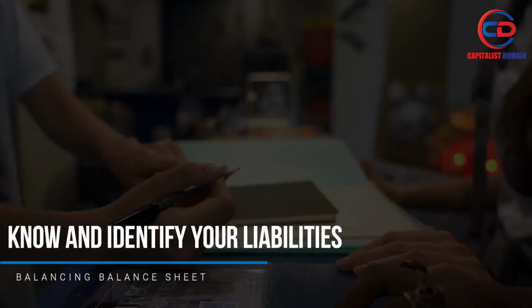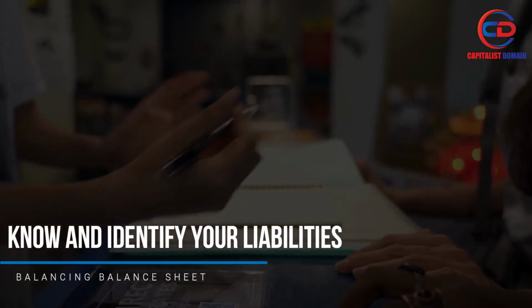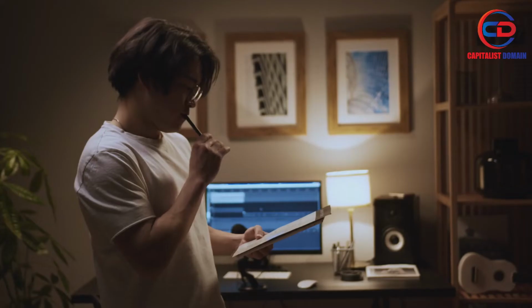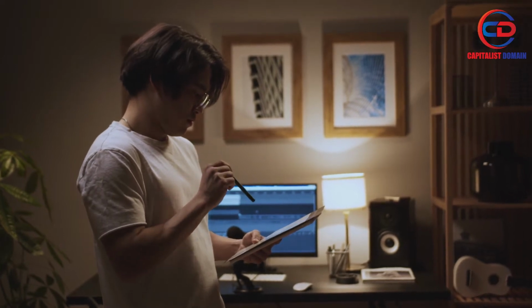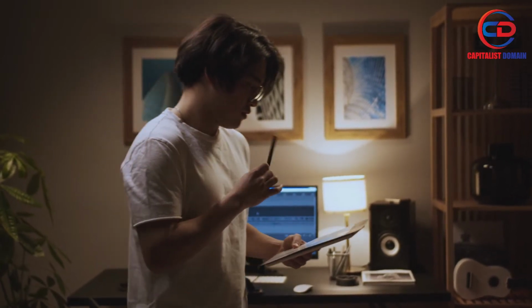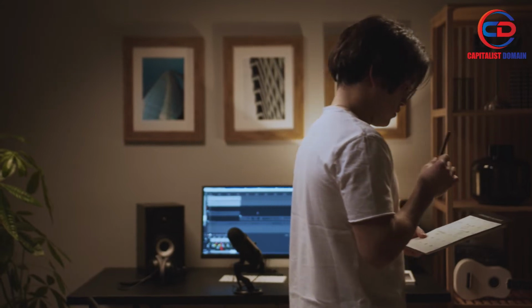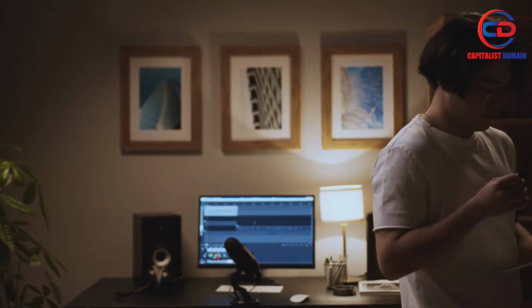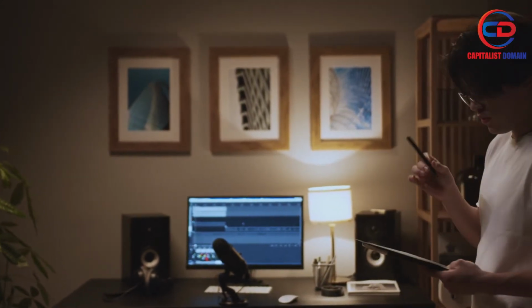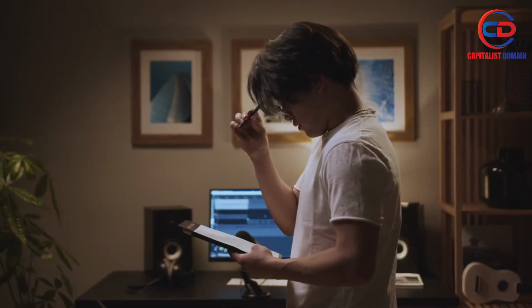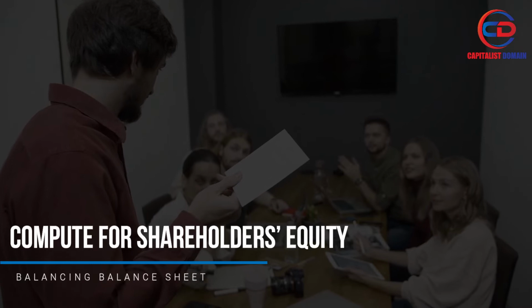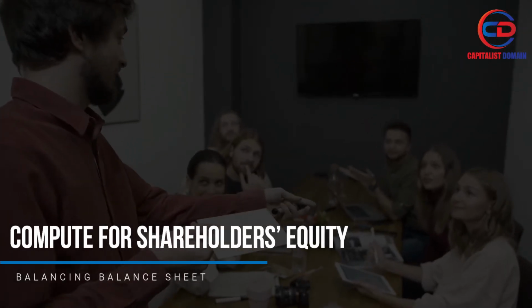Step 3. Know and identify your liabilities. This is similar to what you did with your assets where you categorize them first into current and non-current liabilities and from there, subtotal these categories separately. Once done, total them together to provide you a clear breakdown of your liabilities. Step 4. Compute for shareholders' equity.